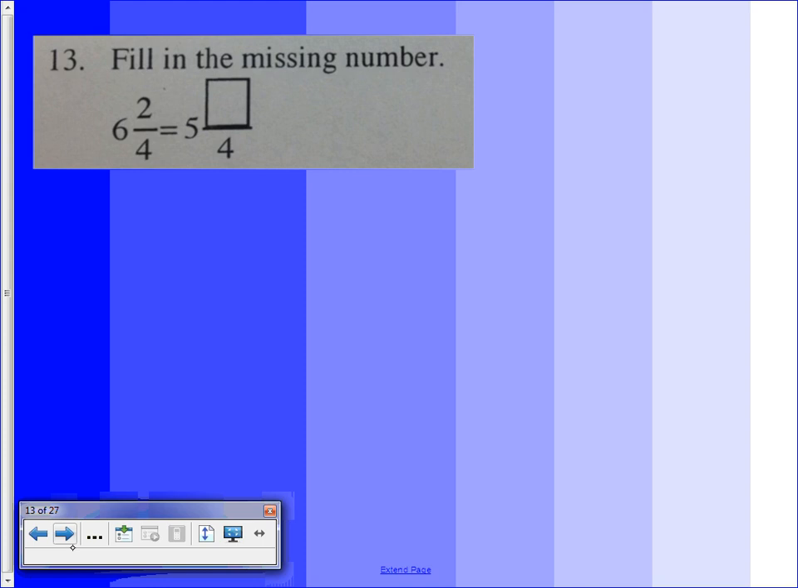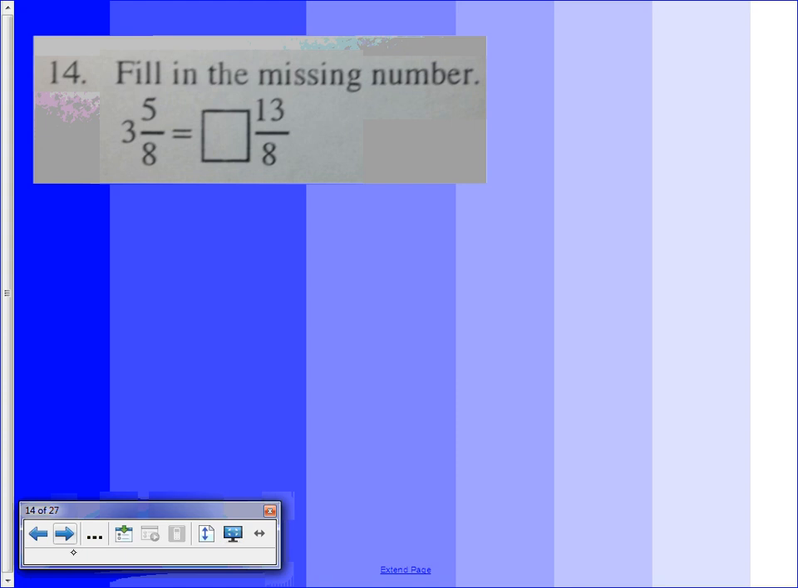Fill in the missing number. Just like we just got done doing with the last problem, they took 6, they crossed it off, and they made it 5. Well, where did they put that 4 over 4? They added it to this 2, so basically it's plus 4. So a 6 goes here.